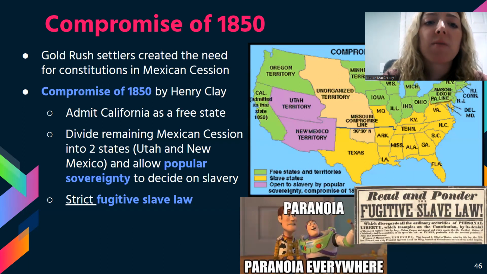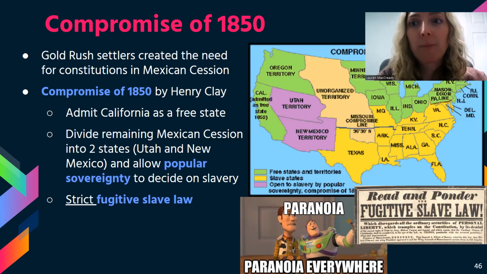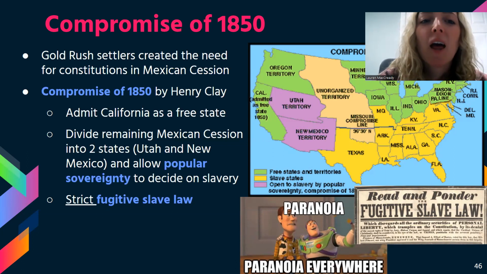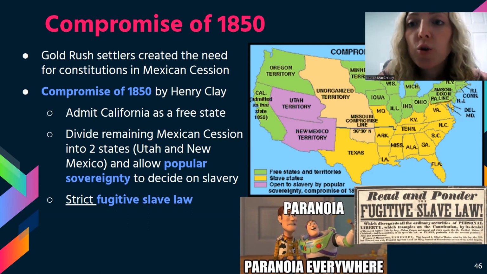And so the Compromise of 1850, created by the compromiser in history, Henry Clay, says California is going to be admitted as a free state. Part of that is also to contrast the fact that Texas was just admitted as a slave state. Then we're going to divide the remaining Mexican cession into two territories, Utah and New Mexico. Utah is the new area here, because before it was all California and New Mexico. Both of those areas in purple are going to be determined by popular sovereignty.